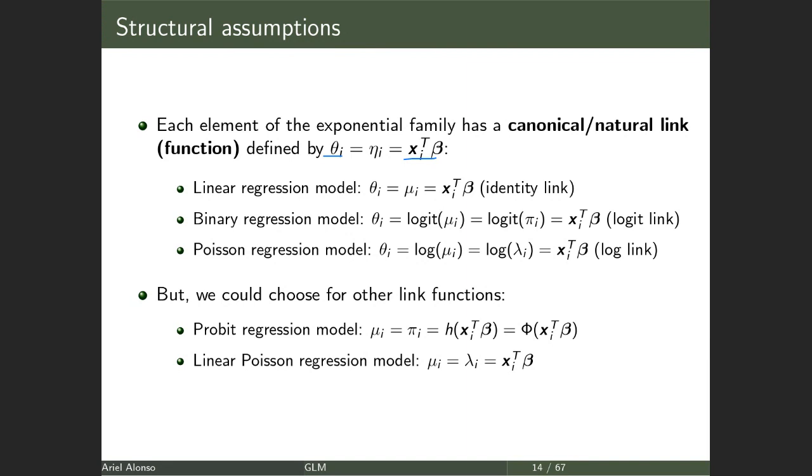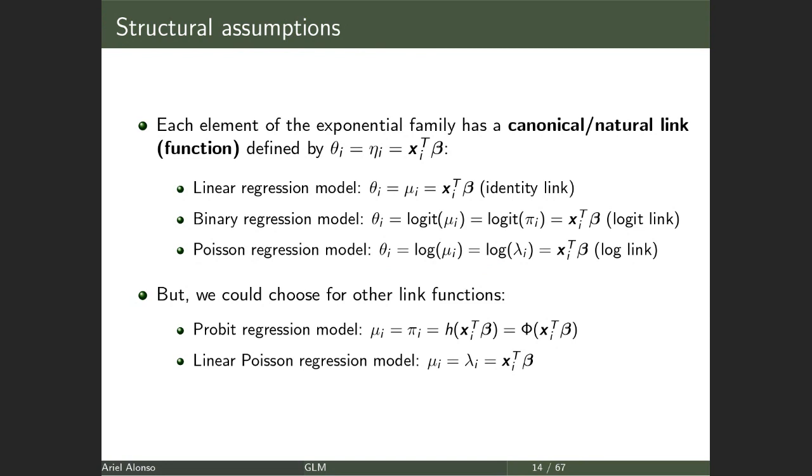If you're using the Poisson, for instance, you know that theta is just the logarithm of mu, the logarithm of lambda. So when you equate theta to the linear predictor, essentially you're using the logarithm of lambda equal to the linear predictor. And that's why we call the logarithm the canonical or natural link.